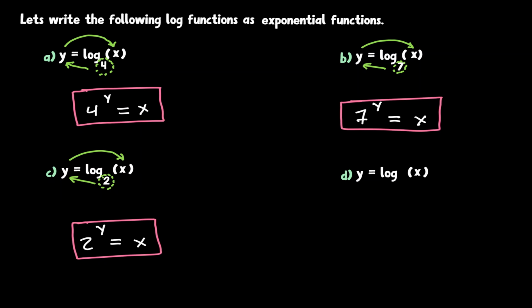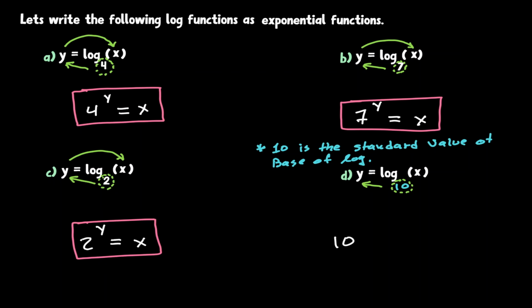Now, when we take a look at example D, notice that the base of the logarithm was not written. Anytime the base of the logarithm is not written, we will assume that it is of a value of 10. 10 is the standard value of a base of a logarithm. And now that we have identified our base, which is of a value of 10, now let's write this logarithm as an exponential. The base of the log is the base of the exponential. And now we're going to raise it to what the equation was equal to, which is y. And this exponential will be equal to what we had inside the function of log, which is the variable of x.